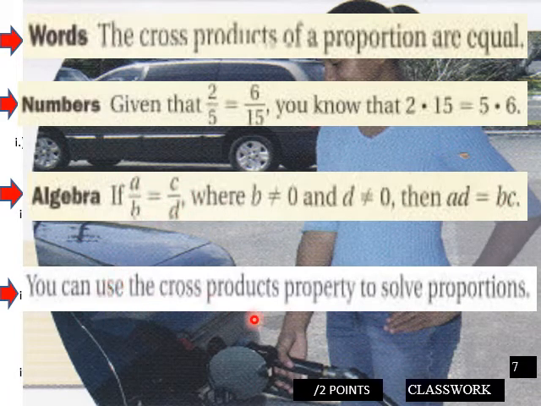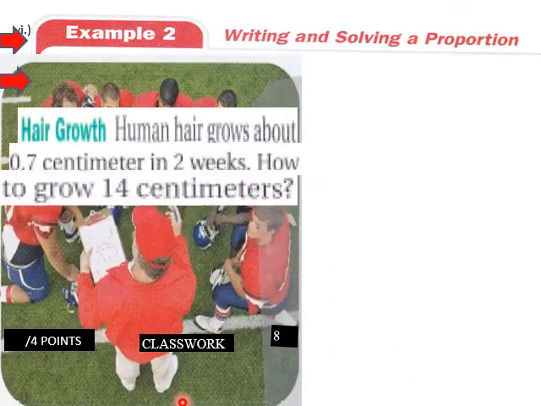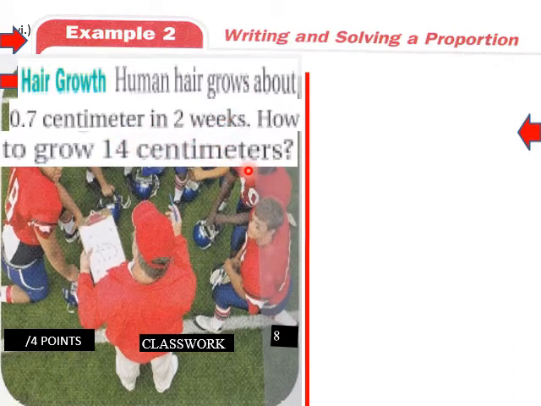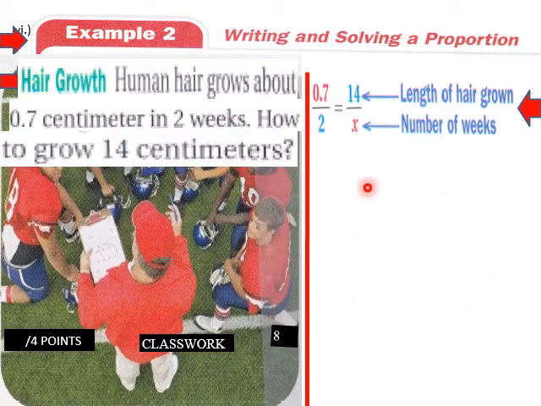You can use the cross products to solve proportions. Okay, well, let's solve one. Hair growth. Human hair grows about 0.7 centimeters in 2 weeks. How long does it take to grow 14 centimeters is the question. Okay, so we form a proportion here: 0.7 in 2 weeks, and then 14 centimeters.